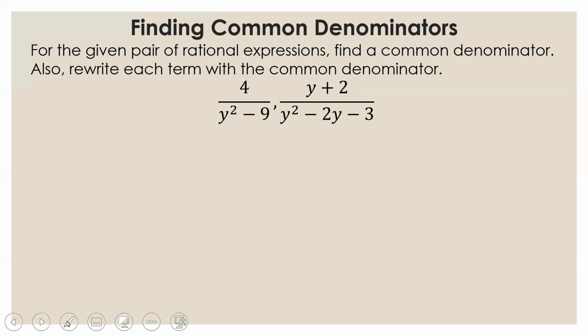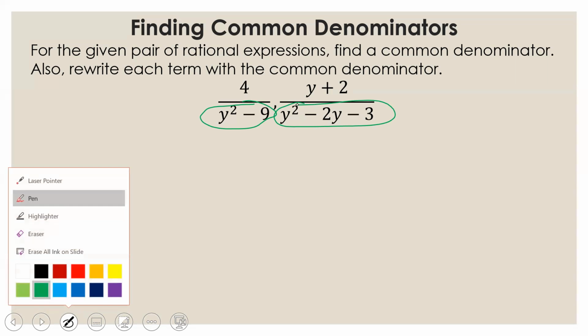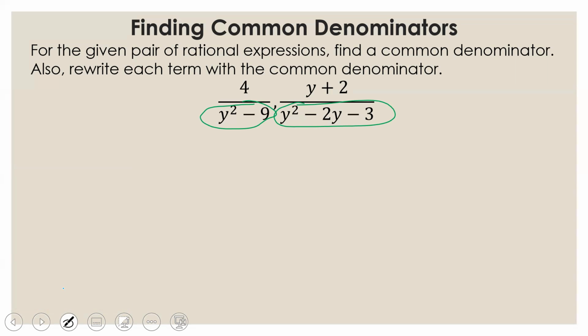Now, as you recall, the first thing we want to try to do, and first of all, we notice that the denominators are not the same, is we want to factor each of these. So the y squared minus 9, if you remember, that's our difference of two squares form again. So that one can factor to y plus 3 times y minus 3. We have the 4 in the numerator.